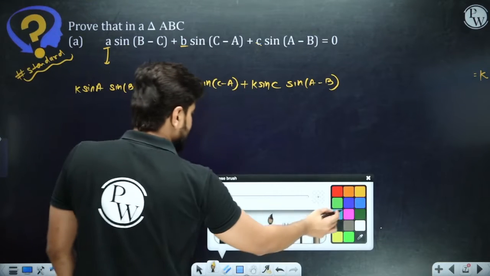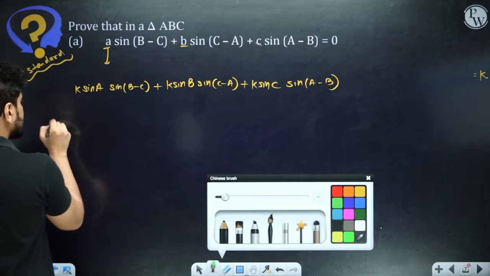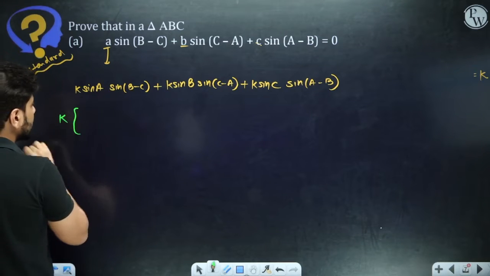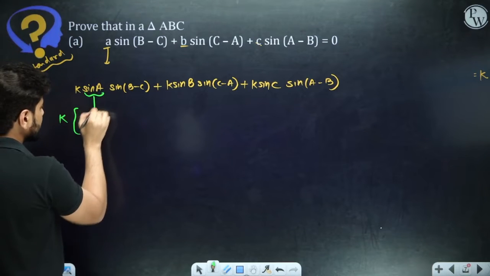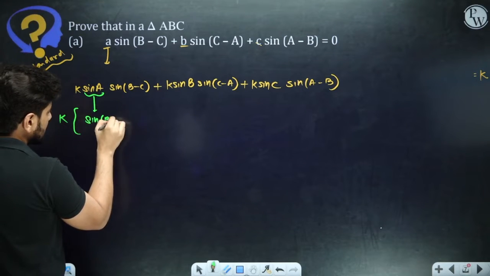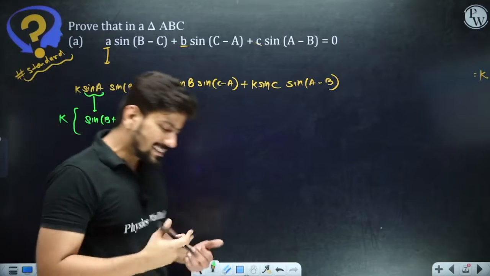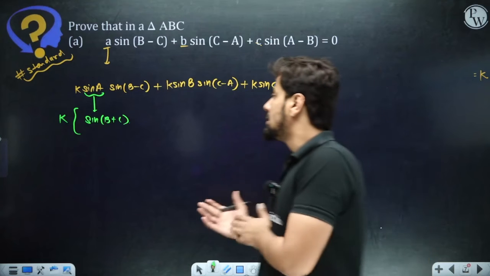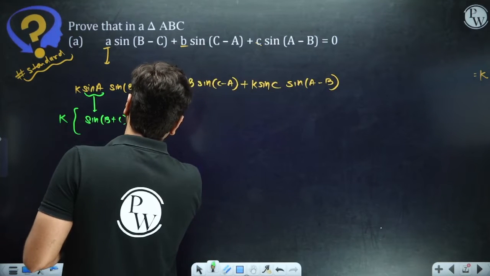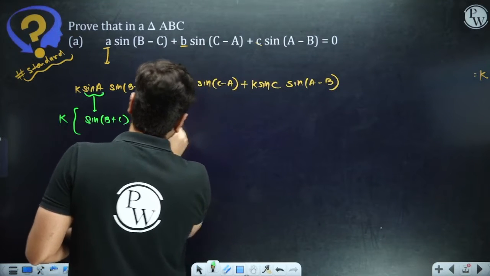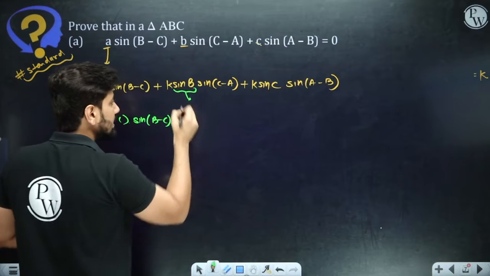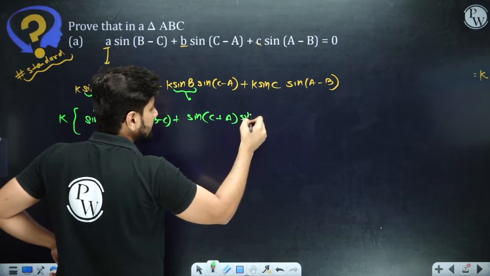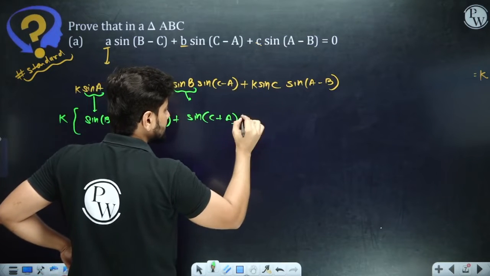Now I can write sine of A as sine of (B plus C). So you can take k common from all of them. If you take k common, here I can write sine of A as sine of (B plus C), right? Because sine of (B plus C) and sine of A will be equal, because these are supplementary angles. And in the multiplication, we have sine of (B minus C). In a similar way, I can write this sine B as sine of (C plus A), and sine of (C minus A) is written over here in the multiplication, right?